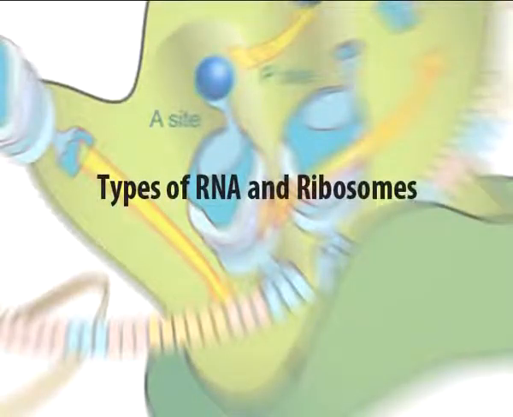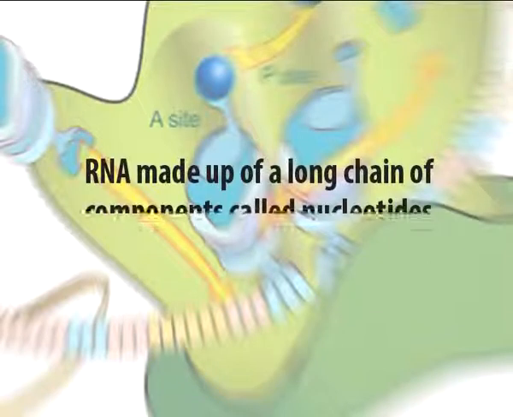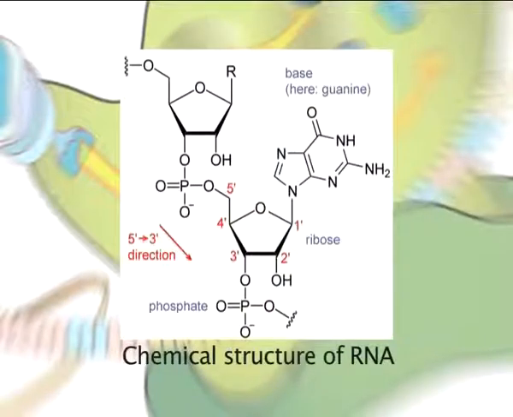My today's lecture is types of RNA and ribosomes. First, I would like to introduce my topic with RNA, that is ribonucleic acid, which is one of the three major macromolecules along with DNA and proteins that are essential for all known forms of life. Like DNA, RNA is made up of a long chain of components called nucleotides. Each nucleotide consists of a nucleobase, sometimes called a nitrogenous base, a ribose sugar and a phosphate group.